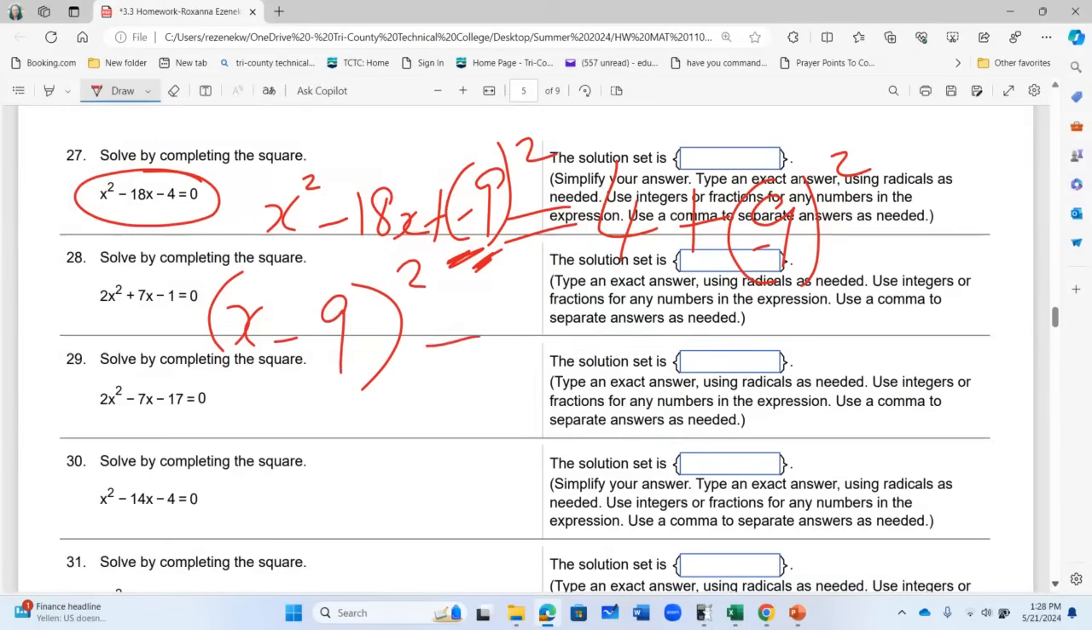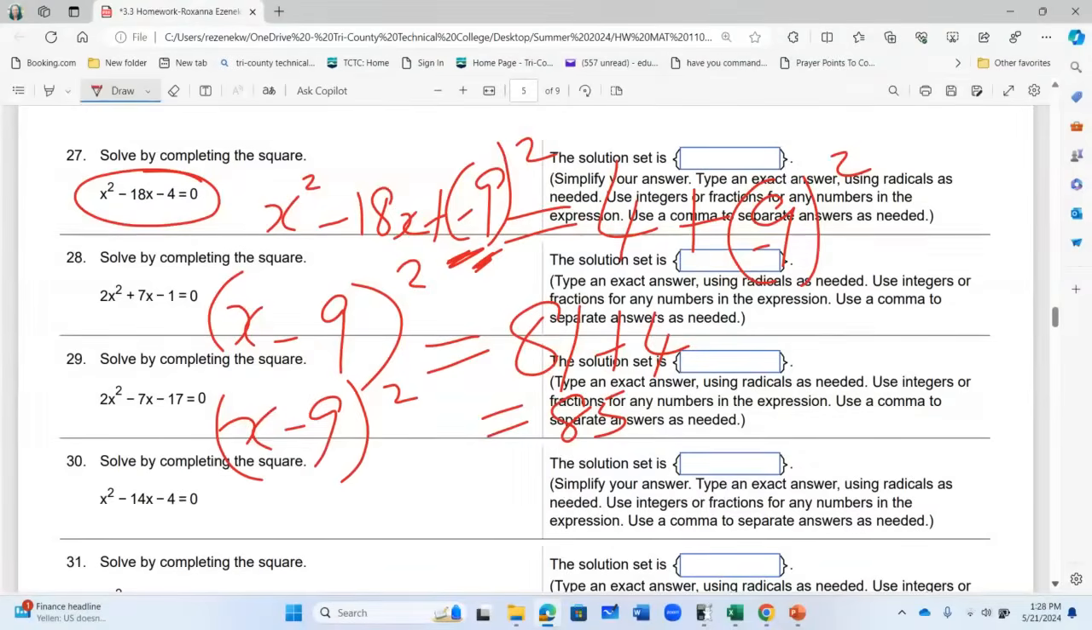On the right-hand side, I will simplify. Negative 9 squared is 81. 81 plus 4, if I add them together, I have 85. Therefore, x minus 9 squared is equal to 85. Any question? You can disagree though. If I write something that doesn't make sense to you, let me know. Okay?